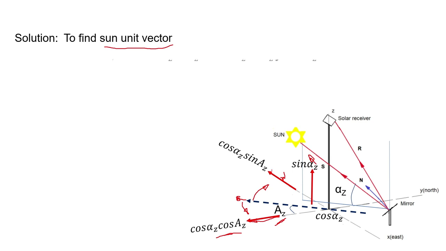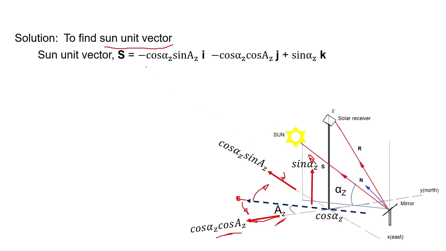So accordingly, the sun vector becomes, we will put a minus sign, because i represents the unit vector in the x direction, j represents the unit vector in the y direction, and k represents the unit vector in the z direction. Since they are pointing in the negative directions, these x and y components, that's why a minus sign has been put here. This way we got the sun unit vector.